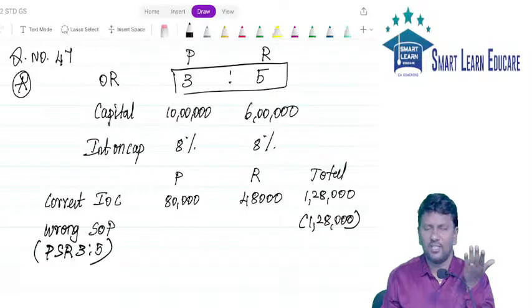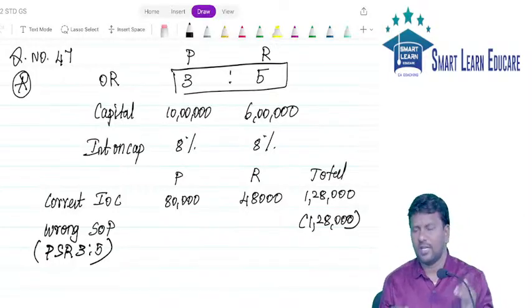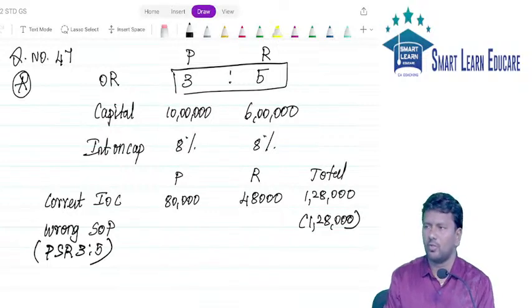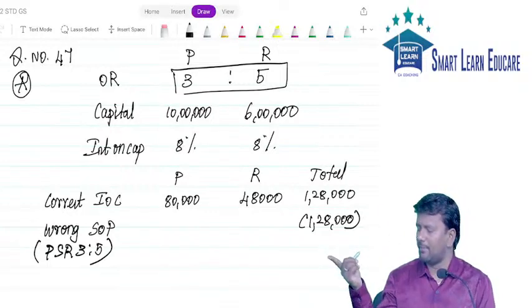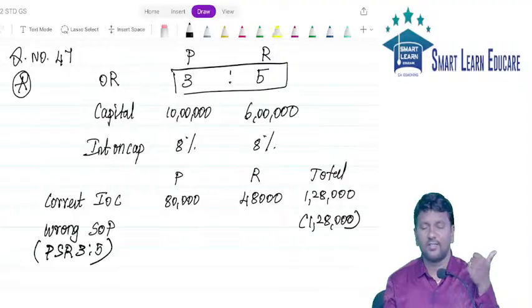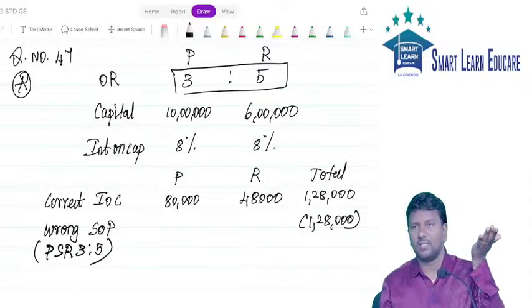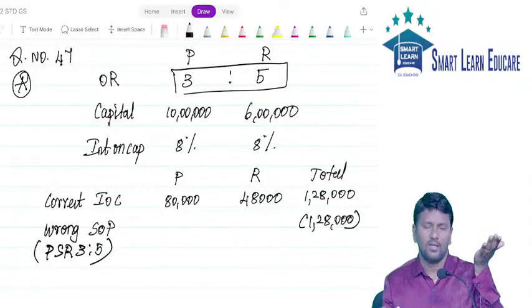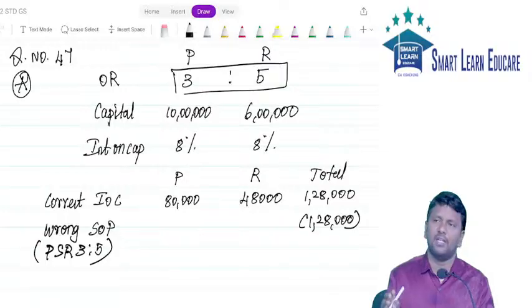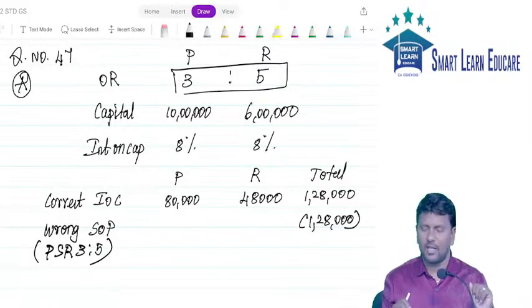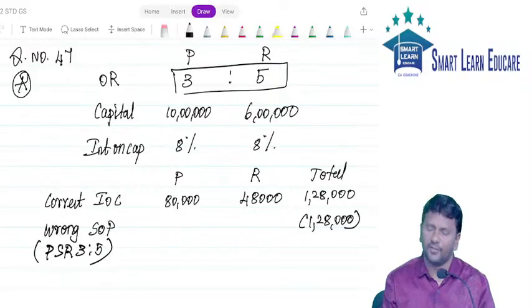See, when interest on capital increases, share of profit will decrease. We studied the format of the P&L appropriation account: to Net Profit on the debit side, interest on capital, salary, commission, share of profit. When your interest on capital increases, your share of profit will decrease. Similarly, when your interest on capital decreases, your share of profit will increase. When you have not given interest on capital, it means you have given share of profit.